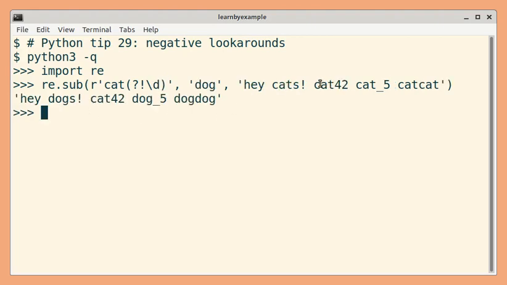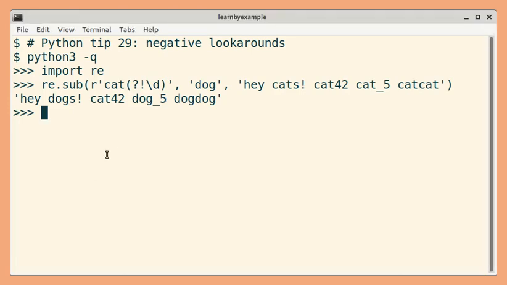So you can see these four occurrences have been replaced, but this was not replaced because cat is followed by a digit character. You should also note that the end of the string satisfies this particular condition.